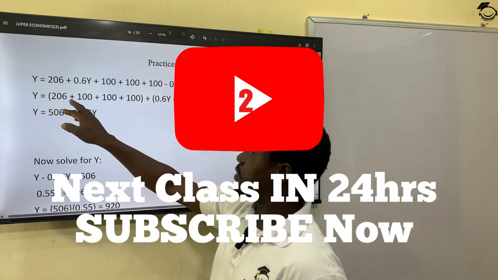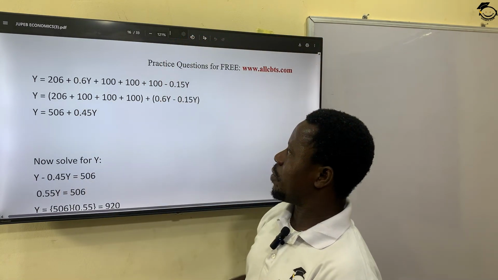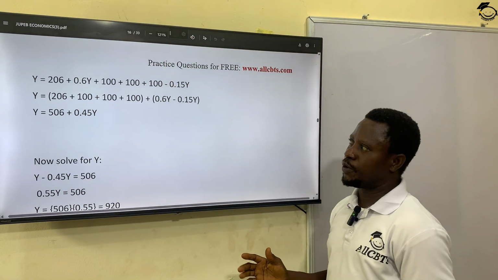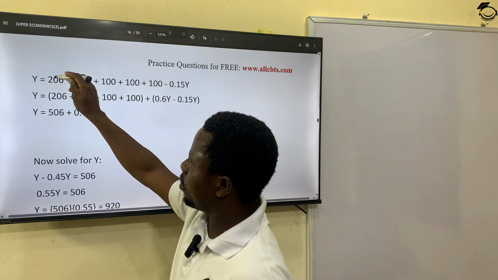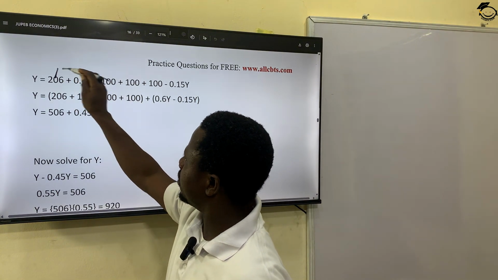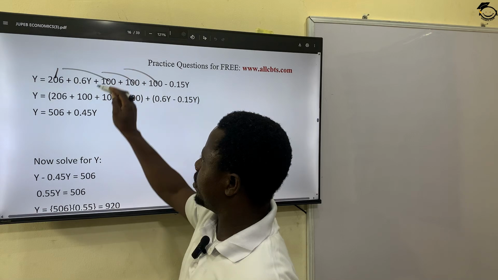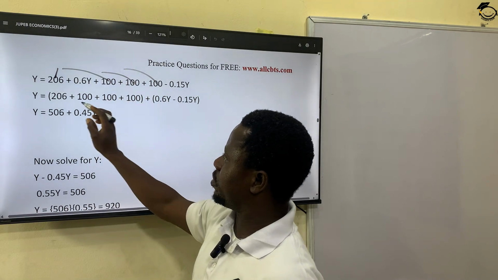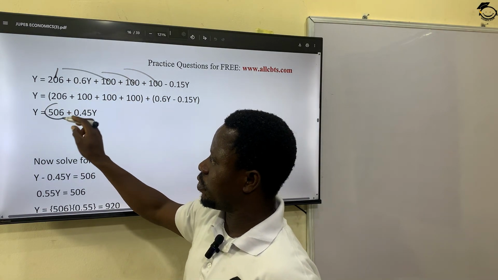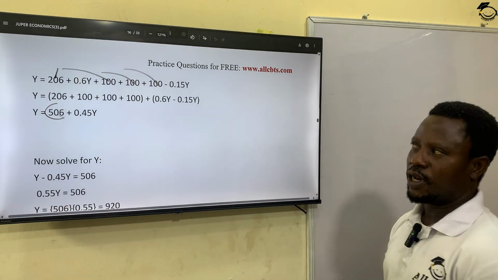Now 206 plus 100. We're bringing the like terms together at this point. So we bring our 206, we bring it to this, and to this. That's 1, 2, 3, 300 put together. That gives us what? 506. Are you with me?